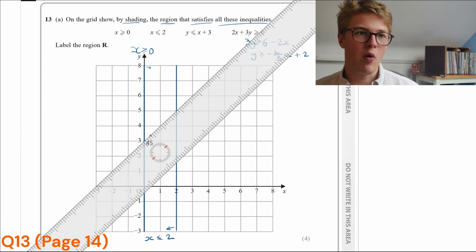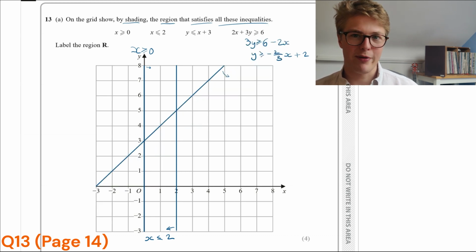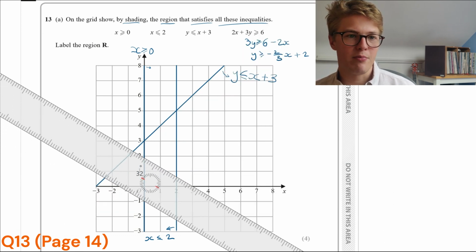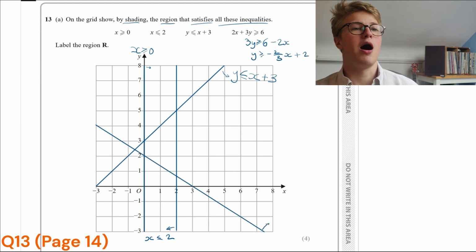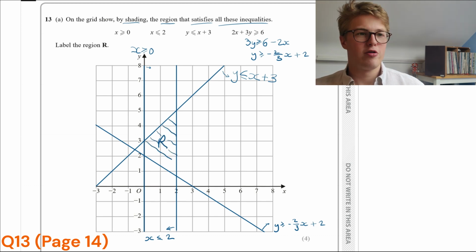Next up, we can look at y is less than or equal to x plus 3. So we draw the line y equals x plus 3. Then we draw an arrow down from there because we're thinking about anything that's less than that, okay? Then we have y is equal to minus 2/3 x plus 2. But remember, we're looking at greater than or equal to it. So we're going to go up from there. And then we can see we have our region right there in that trapezium. So we shade this region and label it R, and that is our answer.